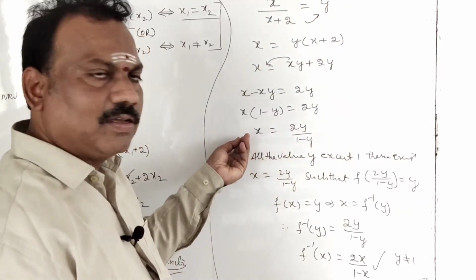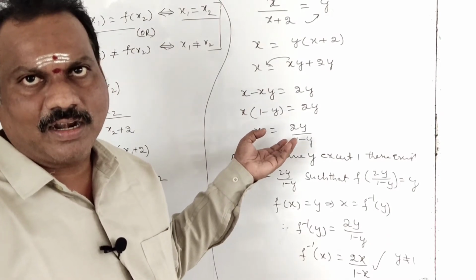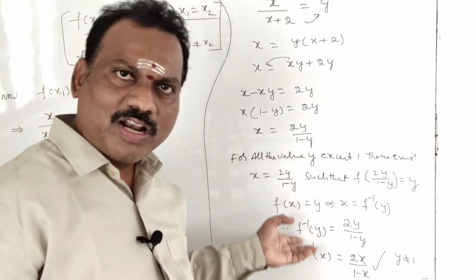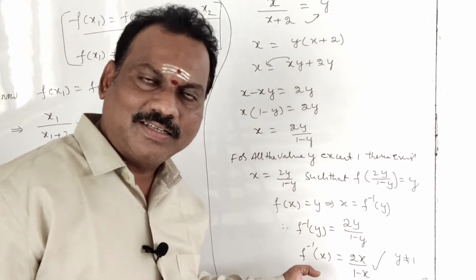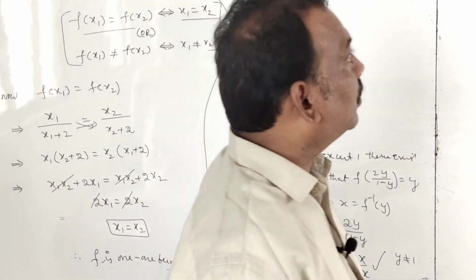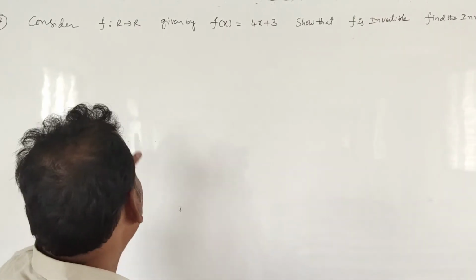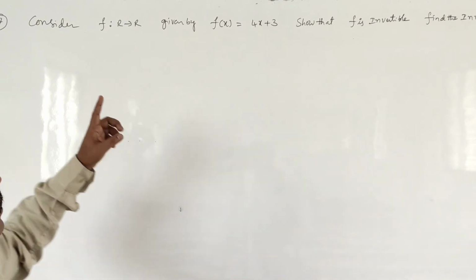There exists a pre-image. That is only the onto function definition. Correct or not? If it is one-one and onto, then only the inverse exists. Correct, students? Understood? Right. Next question, seventh question.